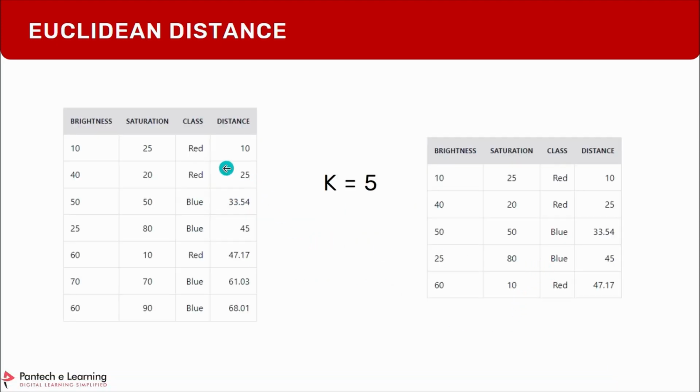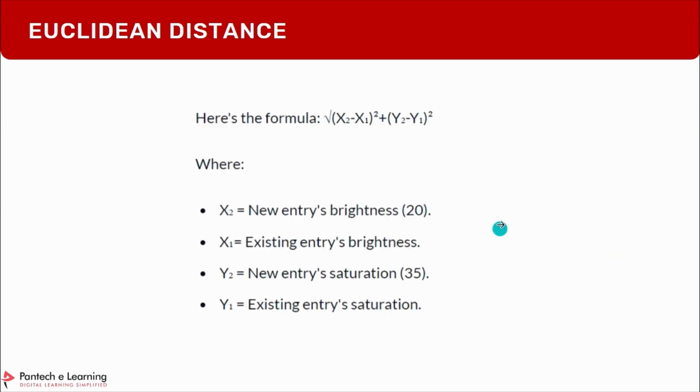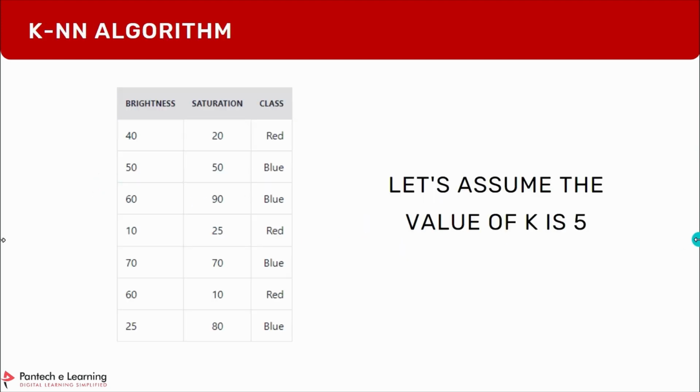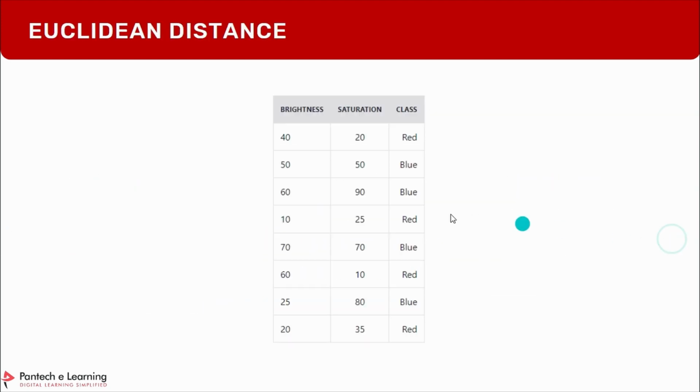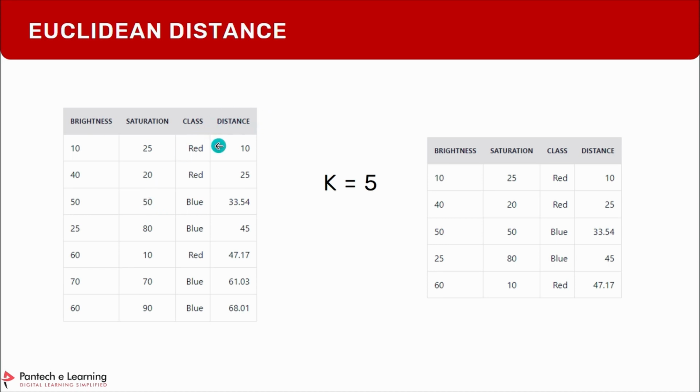What we need to do is calculate this value for all the points. This will be used to calculate the distance. For example, for each existing point, it will find the distance, and that many neighbors as you have set will be taken into account. See here, for this point the distance is 10, and for this point the distance is 25. It has been rearranged in ascending order, from smallest to largest distance.